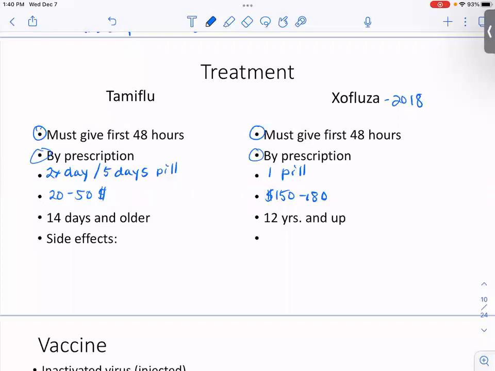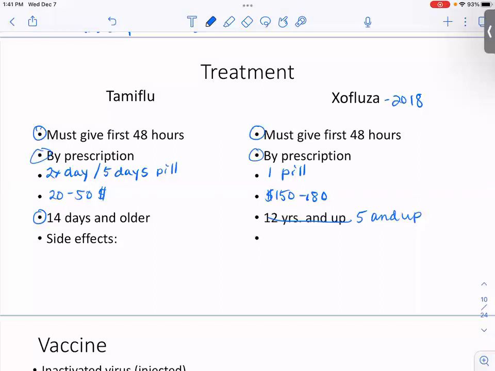Who can take it? Tamiflu, they'll give it to babies, 2 weeks and older. I fact checked Xofluza just like an hour ago, and now we are giving it to ages 5 and up. Okay, so when it first came out, they hadn't maybe tested it properly in kids. Now they'll give it at least to ages 5 and up.